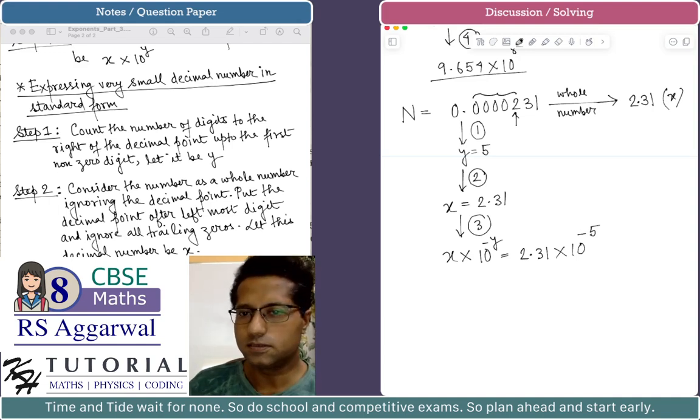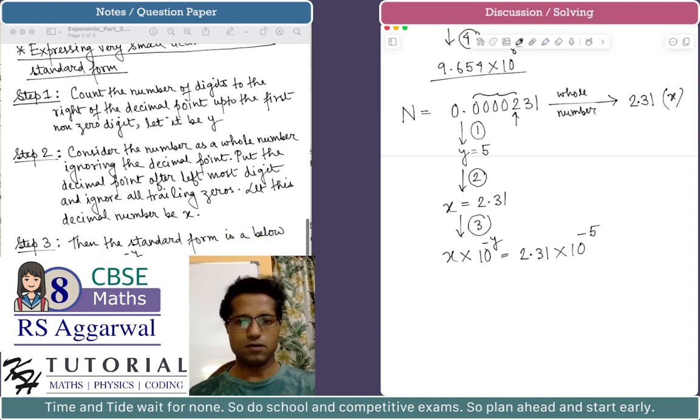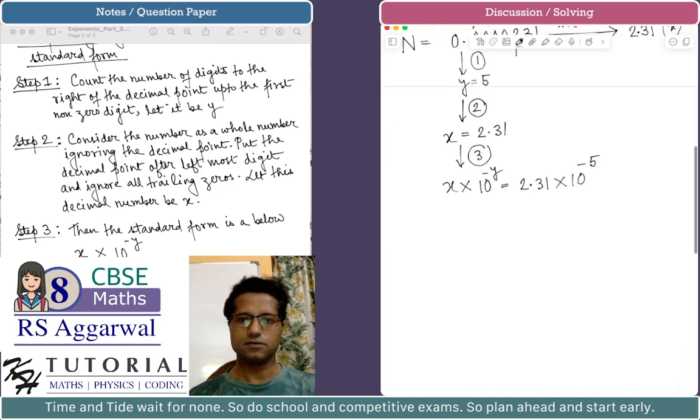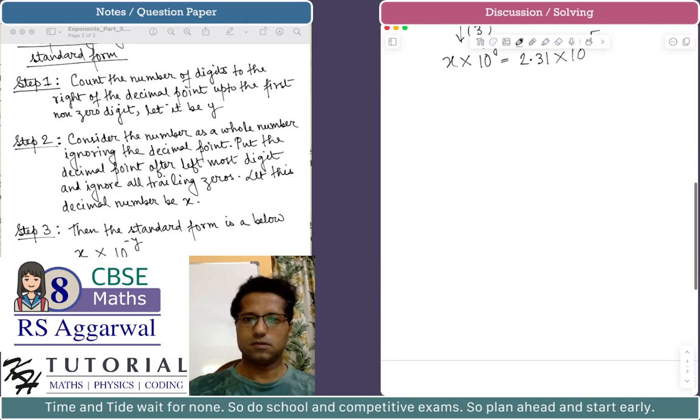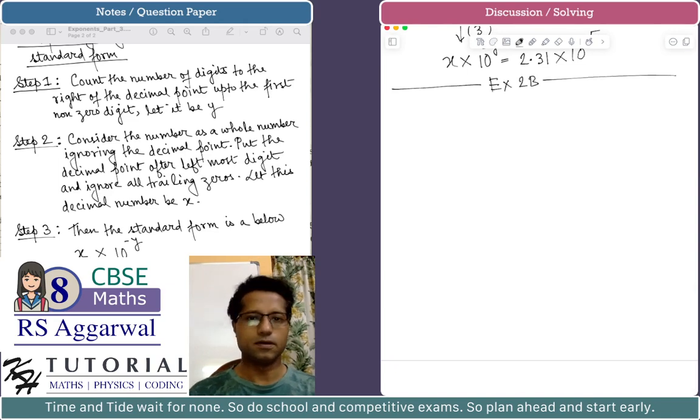Okay, so this is how we express a very small number in the standard form. So this is all regarding numbers in standard form and how we express very large and very small numbers in the standard form. Now let's solve the problems of exercise 2b from the textbook of author RS Aggarwal.